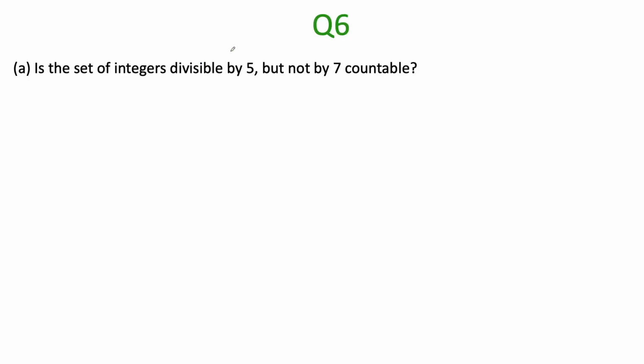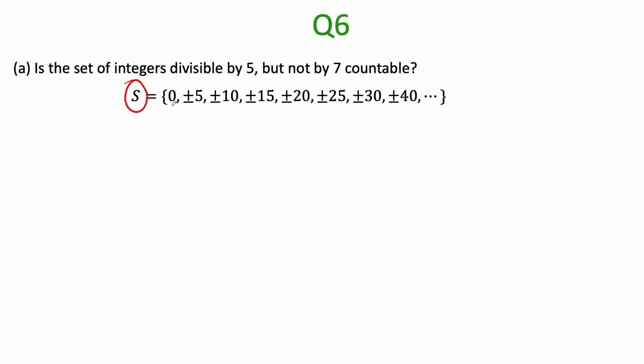In question 6, part A, we want to find out whether the set of integers divisible by 5 but not by 7 is countable or not. First of all, what exactly is this set? Let me denote this set by S. The set S will have the number 0, it will have plus 5, minus 5, plus 10, minus 10, and so on.